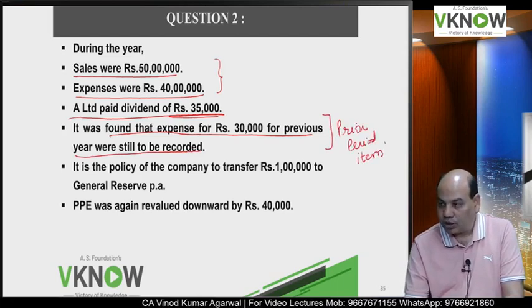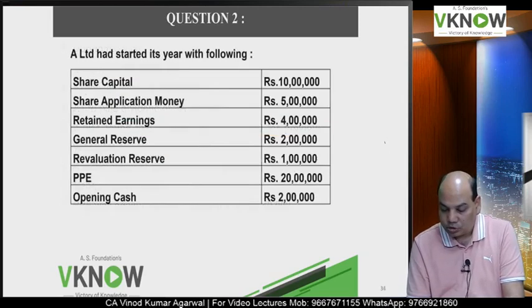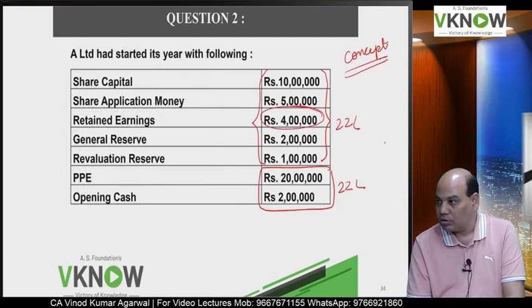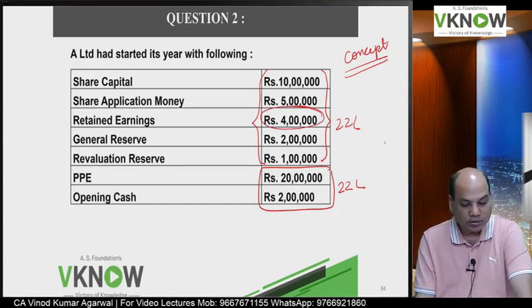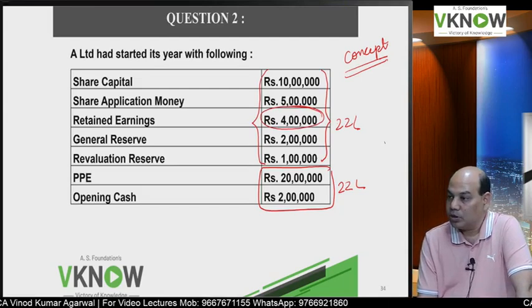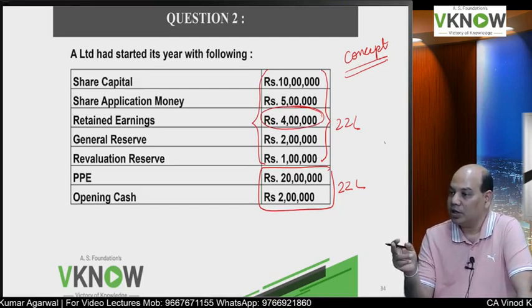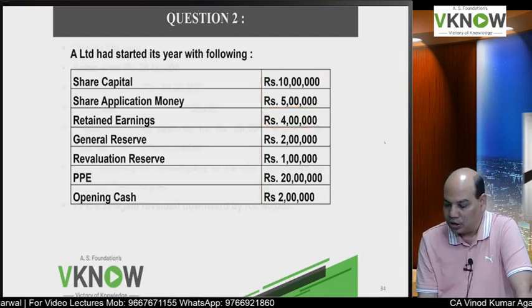So I will have to rectify the opening balance of reserve, the retained earning. It is wrong, because had we booked the expense in the earlier year, my opening balance would have been lower and my balance sheet would have a liability item, expense outstanding. Balance sheet will have an outstanding item.